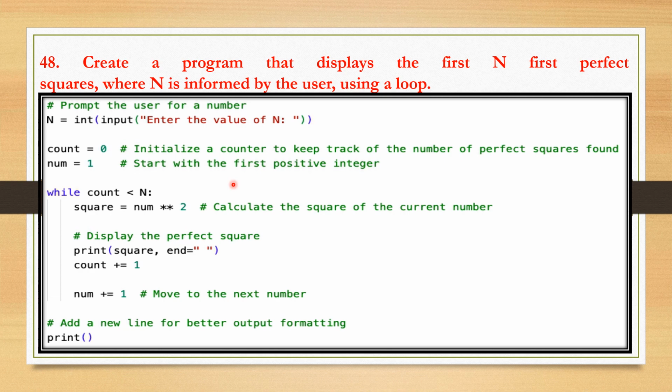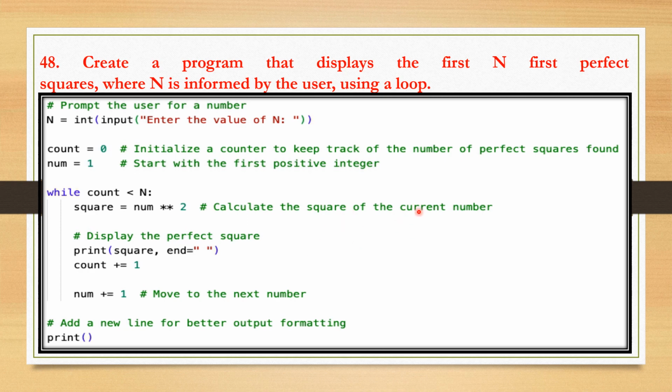Now inside this loop, we calculate the square of the current number using this operator. We'll use a print function to display the perfect squares, separated by a space. We use the end equals to braces parameter to ensure that numbers are printed on the same line. We increment the counter by 1 to keep track of the number of perfect squares found. We increment num by 1 to move to the next number, and the loop continues until the count reaches n. That is, we have found n perfect squares.